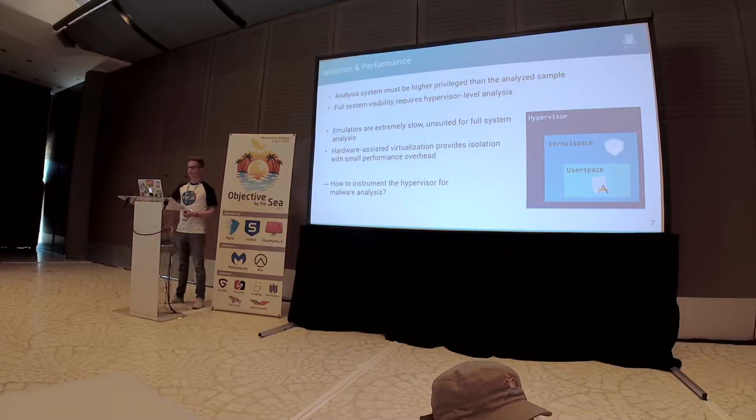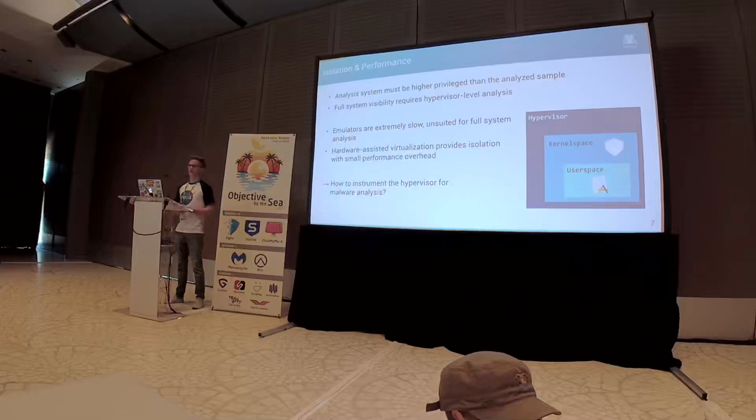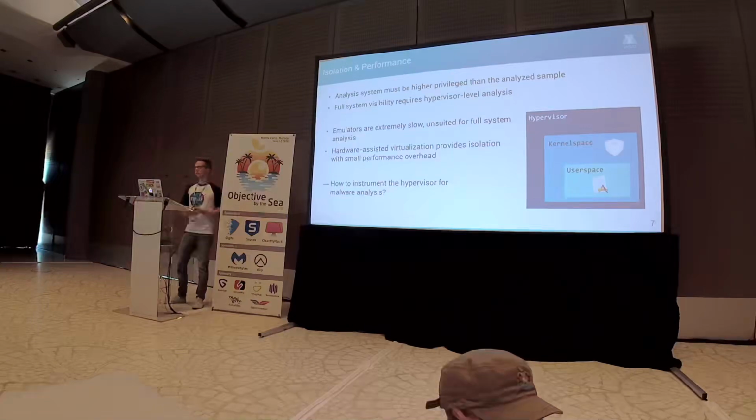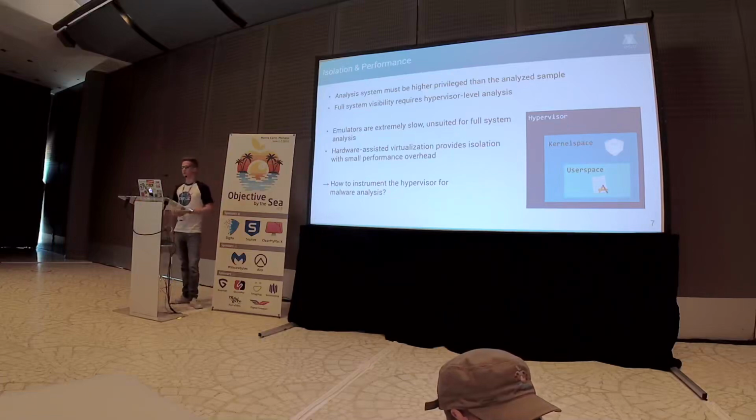And regarding performance, emulators would be another possibility to implement this, because if you emulate the system, you obviously have full system visibility, but they're usually really slow and not suited to emulate the whole operating system. They're maybe suited to analyze or emulate a single program. But luckily, hardware system virtualization has improved a lot in recent years. With technologies like Intel VT-x or AMD-V, there's only a small performance overhead involved in running VMs.